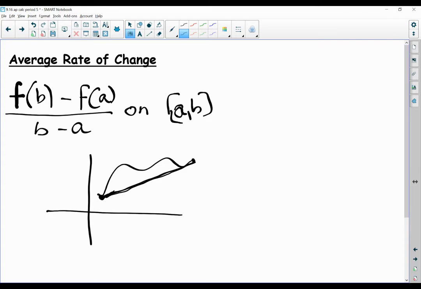So this line in calculus and in mathematics in general that is defined by 2 points on an interval is what's called the secant line. So this is the secant line. And the average rate of change of a function is also just the slope of the secant line.